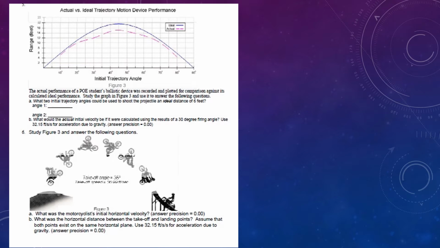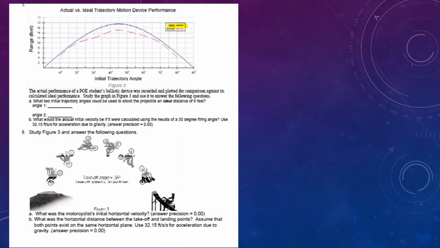The actual performance of a ballistic device. This is asking you the 2 initial trajectory angles for ideal distance. So ideal up here is the solid line. So you need to find the angle where it corresponds to 6 feet.